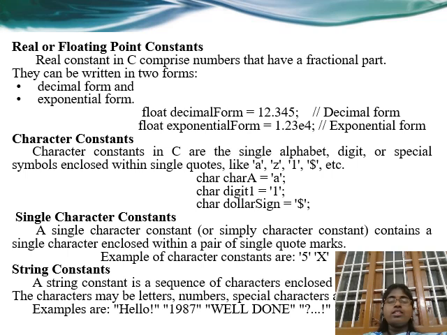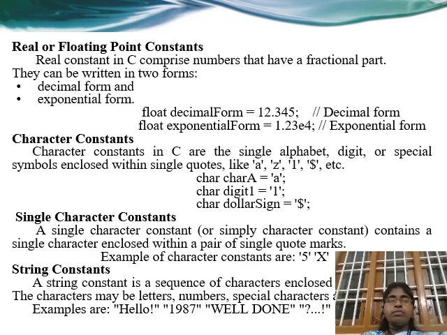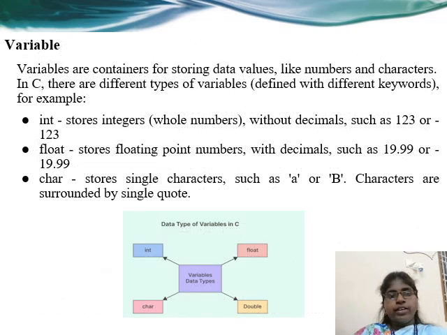And another one is the string constant. What is a string constant? A string constant is a sequence of characters introduced with double quotes. These characters may be letters, numbers, special characters, or any other. If you declare a string constant, you must include it in double quotes in the declaration part of the program.